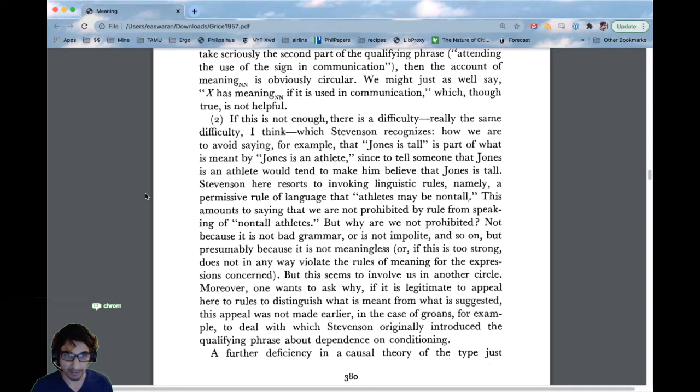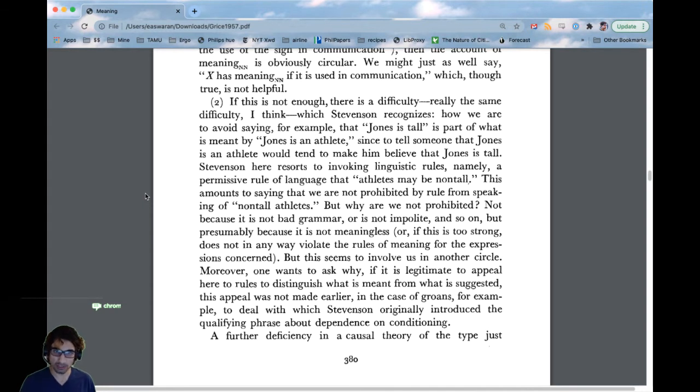If this is not enough, there's a difficulty, really the same difficulty, I think, which Stevenson recognizes. How are we to avoid saying, for example, that Jones is tall is part of what is meant by Jones is an athlete, since to tell someone that Jones is an athlete would tend to make him believe that Jones is tall. Stevenson here resorts to invoking linguistic rules, namely a permissive rule of language that athletes may be non-tall.